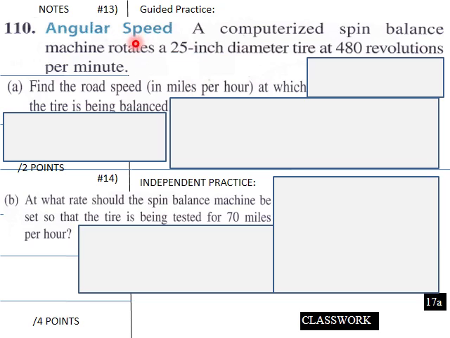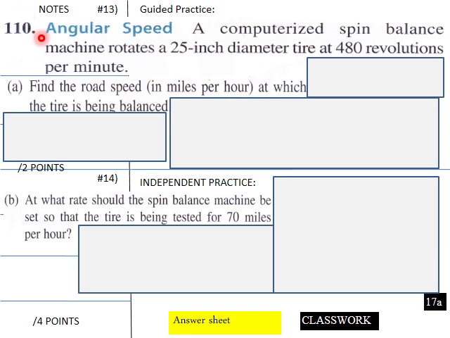Okay, into our guided practice. A computerized spin balance machine rotates a 25-inch diameter tire at 480 revolutions per minute. Find the road speed in miles per hour at which the tire is being balanced. So this is what we're going to do in class. Students, this is what you are responsible for down here.